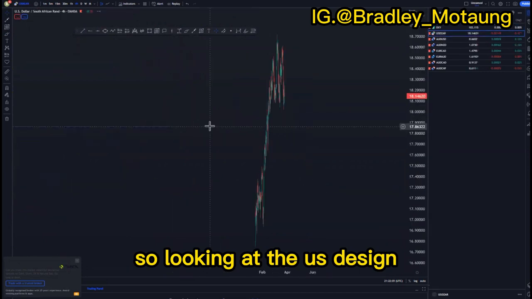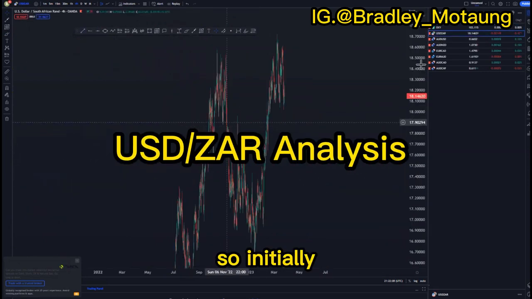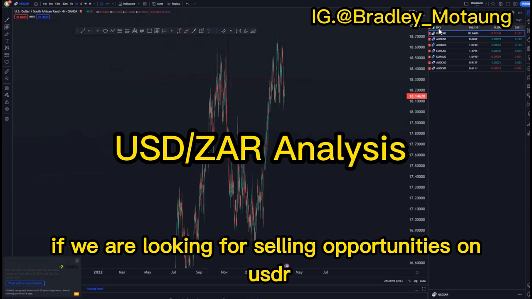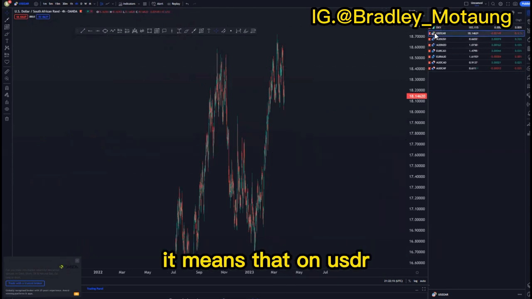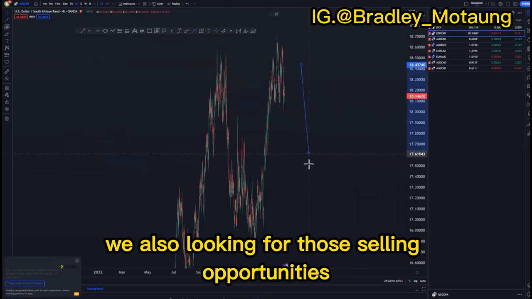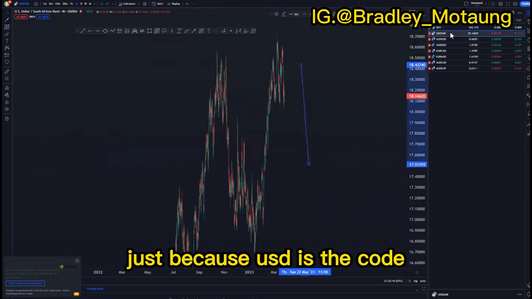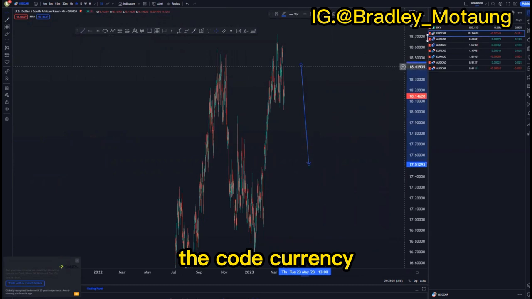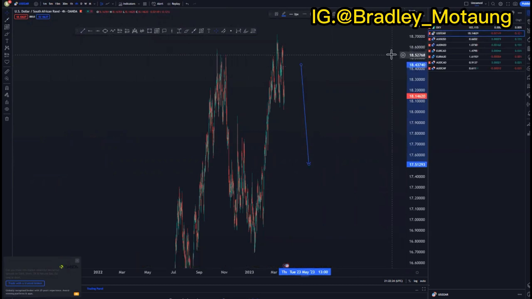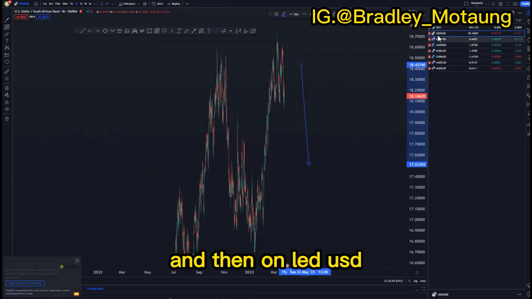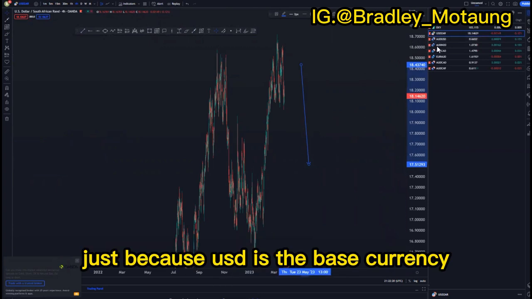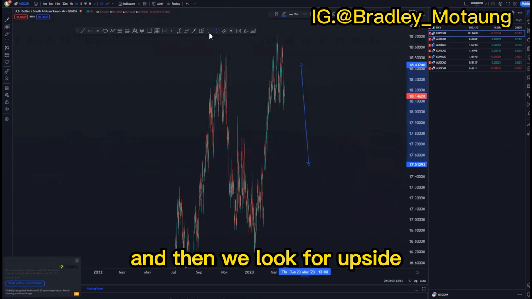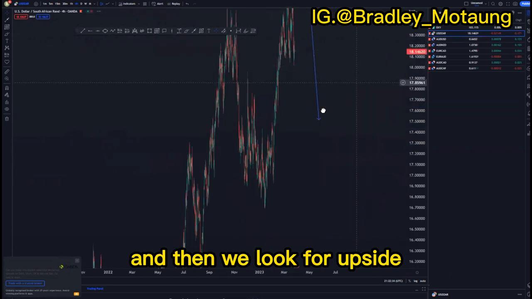Looking at USDZAR, if we are looking for selling opportunities on the DXY, it means that on USDZAR we're also looking for those selling opportunities, just because USD is the base currency and ZAR is the quote currency. And then on AUDUSD, we are going to look for buying opportunities, just because USD is the quote currency, and then we look for upside.